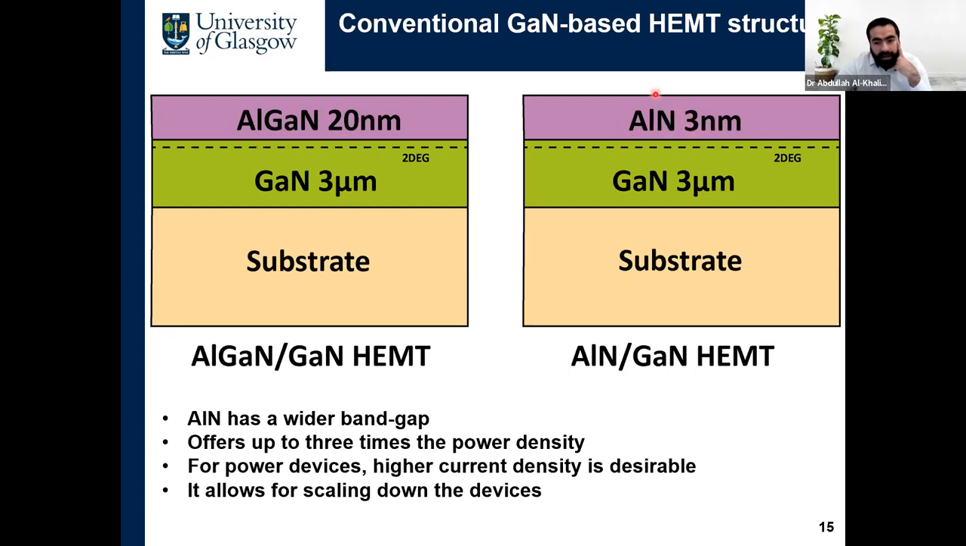But because of the much higher band gap, usually we get much higher contact resistance. In theory, it looks easier because it is thinner. But actually, even 3 nanometer of aluminium nitride will have a huge effect on the contact resistance, because you are going from 4 electron volts to 6.2 electron volts.